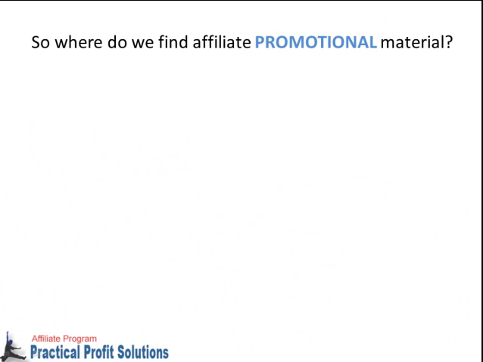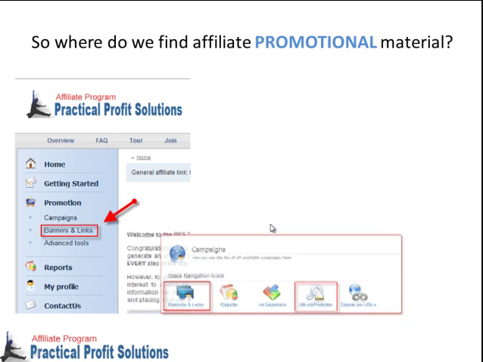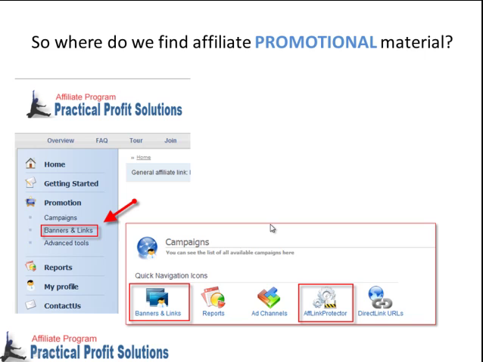So the first question is, where do we find our affiliate promotional materials and of course banner ads? You're already logged into your site, so go to the left hand side and there you'll see a tab with promotions on it. Click on this one and then it should open up and you'll see one with banner links. So click on that and it will open up another page.